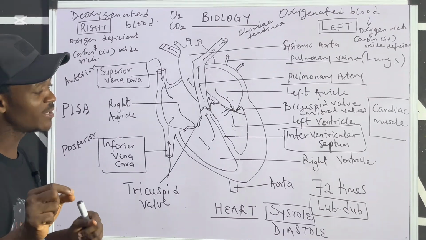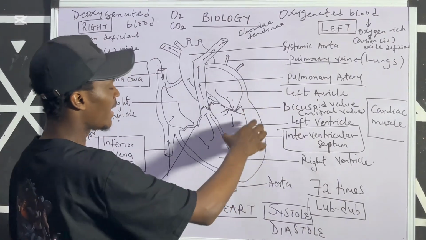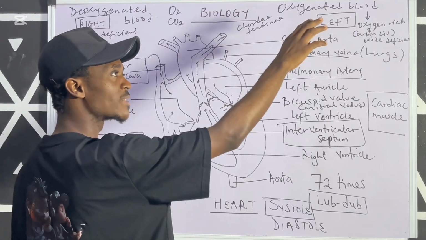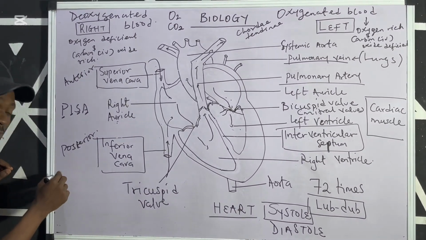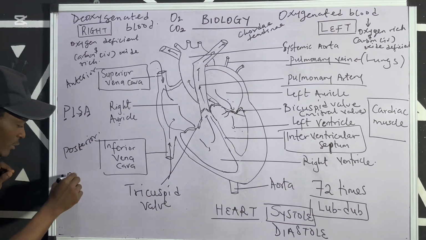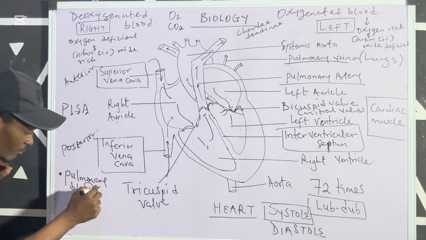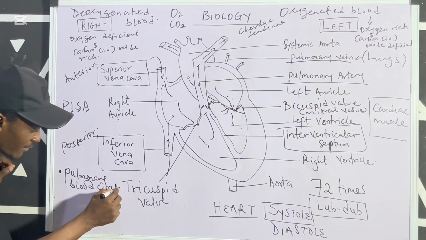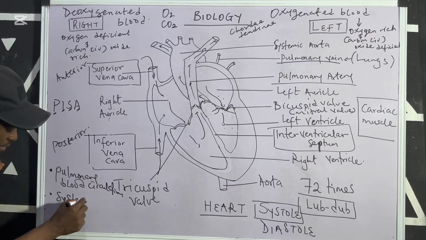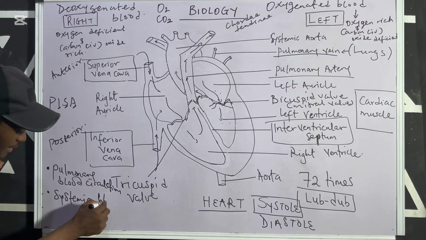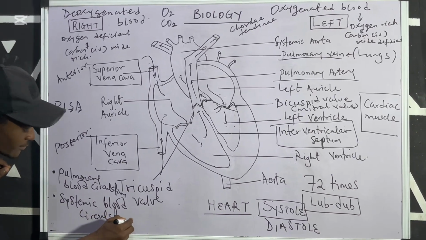But there is something that you need to take cognizance of. Blood is moving into the heart, entering into the aorta, to other body parts, and then returning back to the heart. We now have different types of blood circulation. We have the pulmonary blood circulation, and we have the systemic blood circulation. Pulmonary blood circulation and systemic blood circulation.